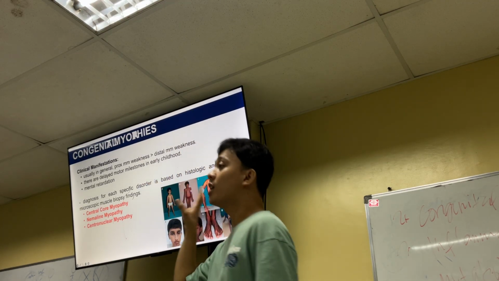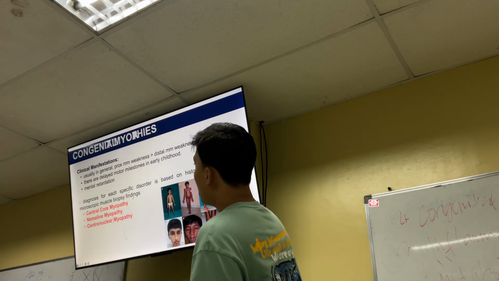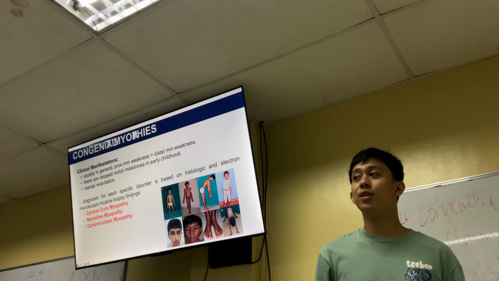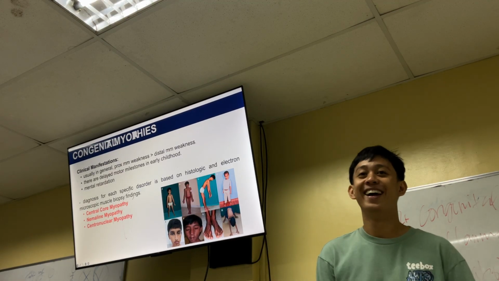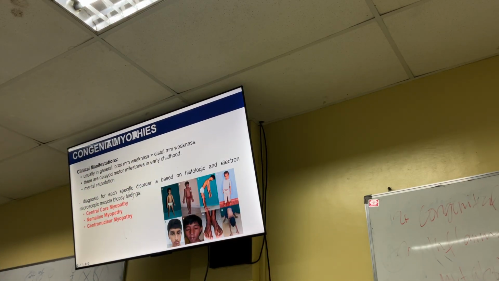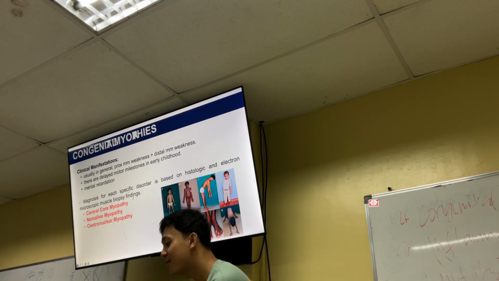So here guys, the general manifestation of your congenital myopathies is proximal muscle weakness, more affected than distal muscle weakness. Earlier, which condition only manifests distal over proximal muscle weakness? DM1. Okay, done.